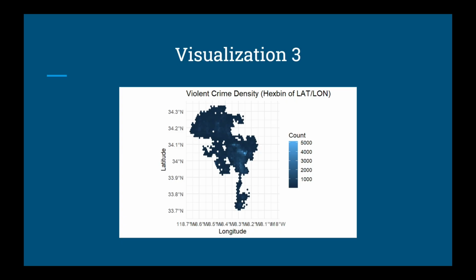And visualization 3 just shows the longitude and latitude of LA and the crime density, with the darker colors being less crime and the brighter colors being higher crime. And this is the violent crime density. As you see, there's a light blue cluster in the center of this map. That's around the LA downtown area. So as you see, the crime kind of clusters around that area, which supports the third hypothesis that I presented.